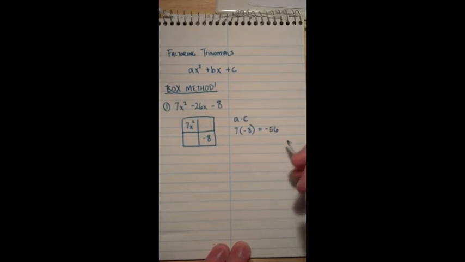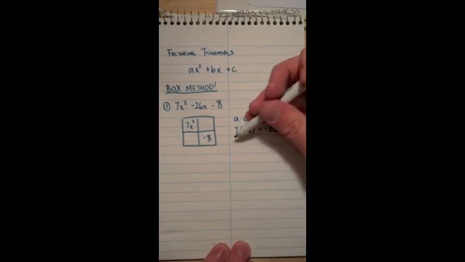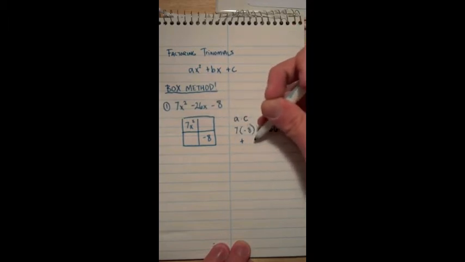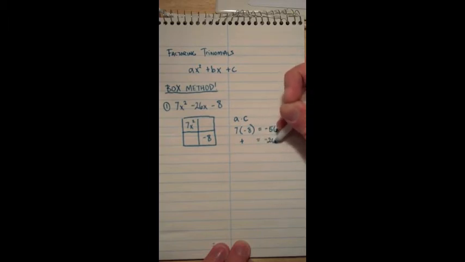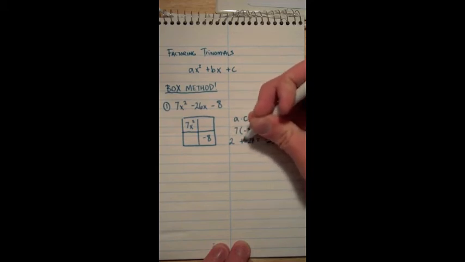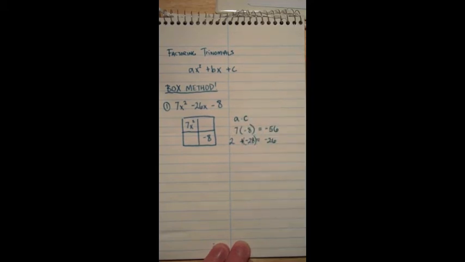Now what we're going to do is take that negative 56, and we want to think about the factors of negative 56 that you can add together to get b. So the factors of negative 56 have to add together to get negative 26. That's our b value in this problem. Well, the factors that I'm coming up with would be 2 and negative 28. And I'll put that in parentheses. All right, 2 plus negative 28 is negative 26. And just to check, 2 times negative 28 is negative 56. So those are two good factors.